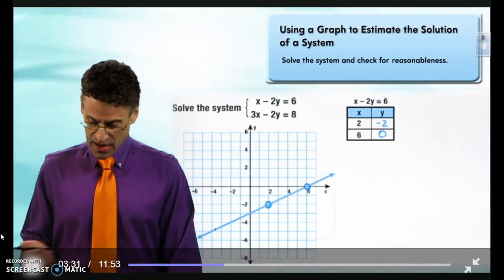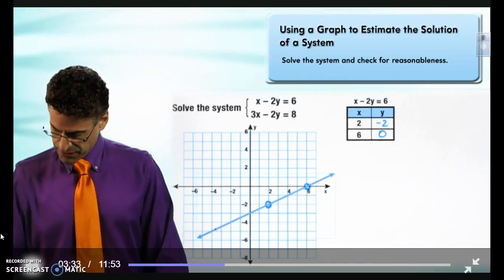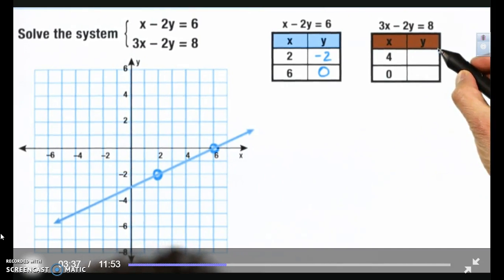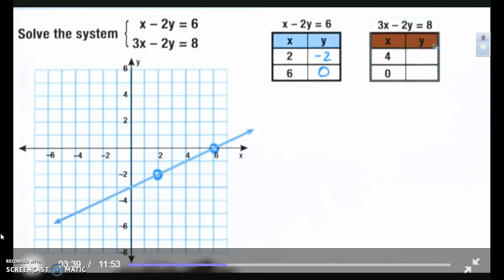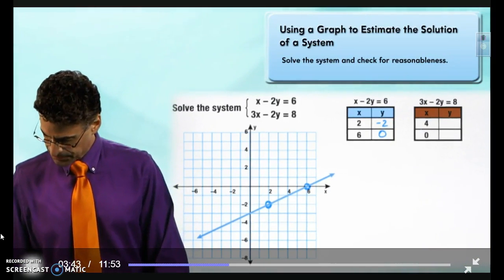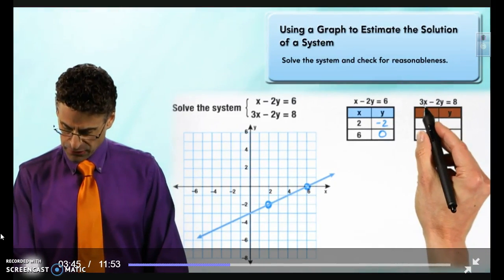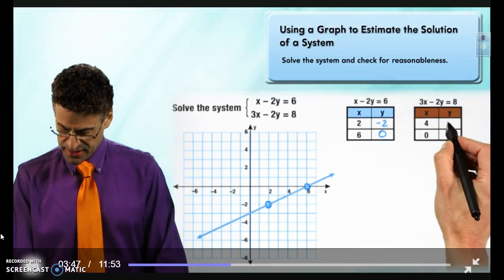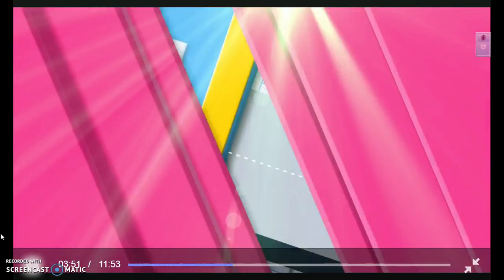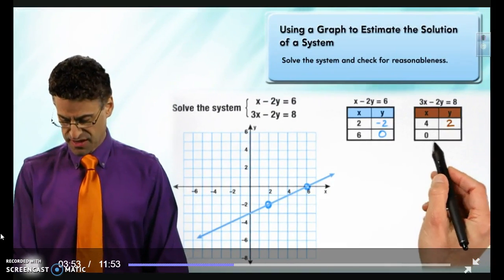Okay, so there's that. Now we do the exact same thing with the other line. We make a little table, and again, luckily someone gave us some handy points. If you let x equal 4 and solve for y, you're going to get 2. You can try that and see if I'm actually right. And if x equals 0, we can do this actually in our head.